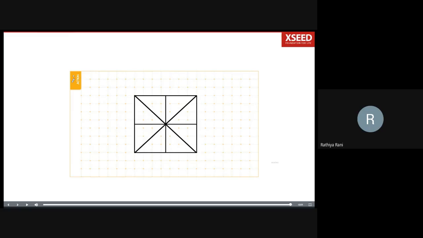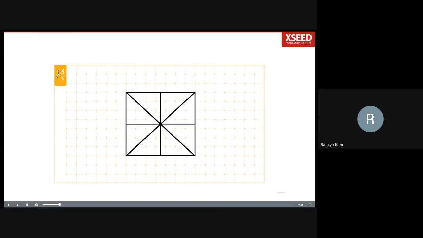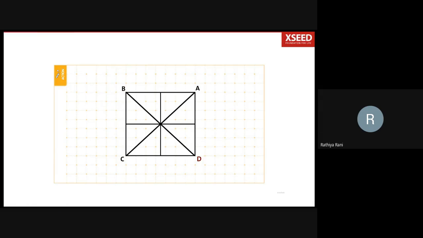Finished, ma'am. Okay, good. Now listen to the next instruction. Label the vertices of the square as A, B, C, and D. Label the meeting point of the diagonals as O.